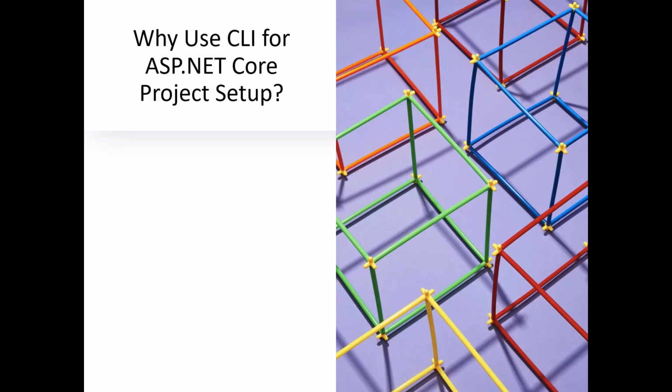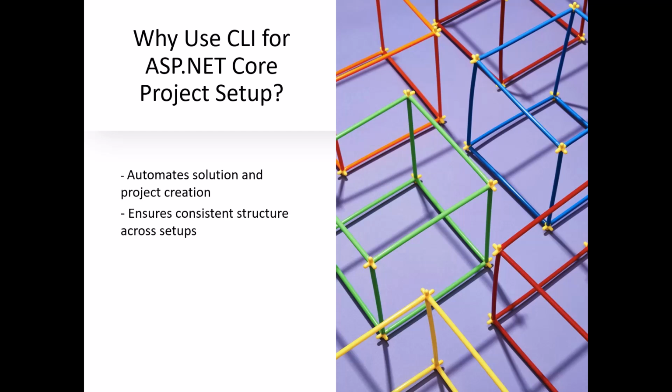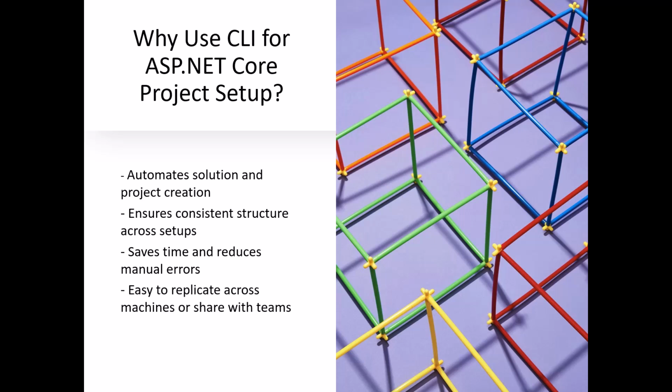So why use the CLI for ASP.NET Core project setup? Using .NET CLI offers platform independence, repeatability, and clarity. It allows you to script your setup and reuse it across teams, maintain consistency in folder structure and naming, and automate project setup in CI/CD pipelines. This is especially useful for building real-world enterprise applications like our collaborative project management system, and ideal for repeatable scaffolding tasks.